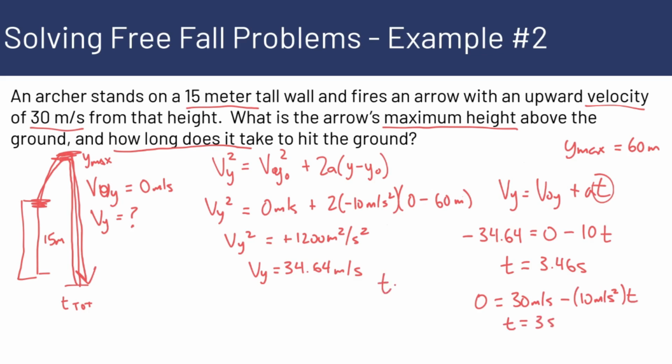So our total time is equal to 6.46 seconds. So the y max, the maximum height the arrow reaches, is 60 meters. And the time it takes in the air from when it's launched to where it hits the ground is 6.46 seconds.